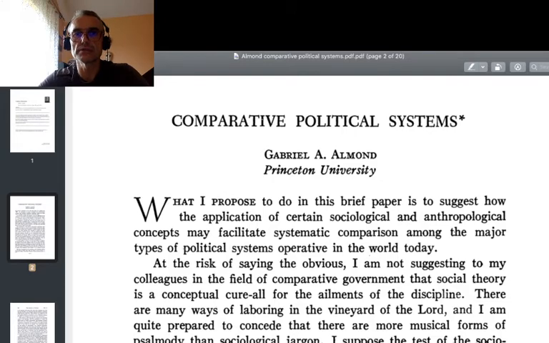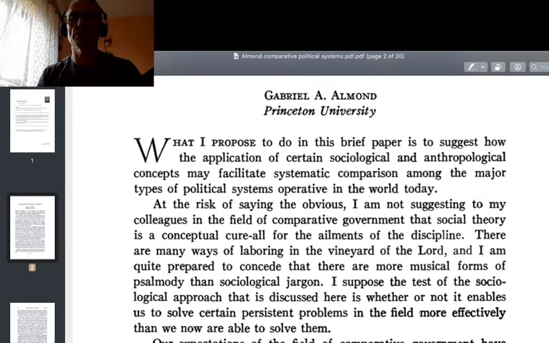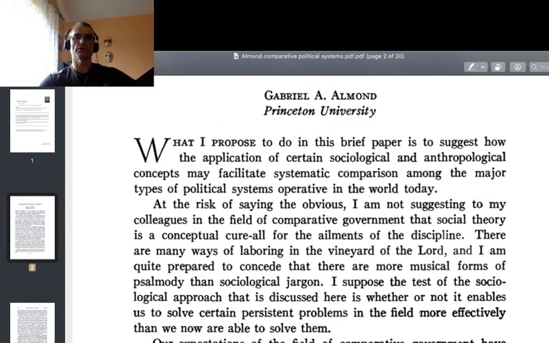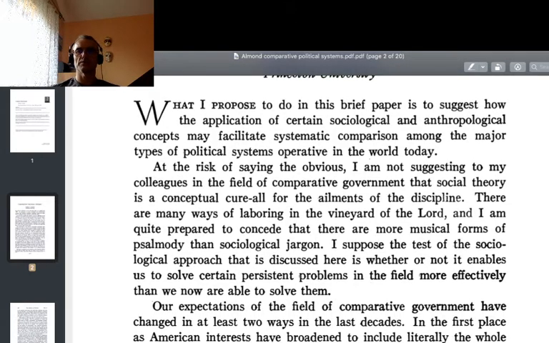political systems. "What I propose to do in this brief paper is to suggest how the application of certain sociological and anthropological concepts may facilitate systematic comparison among the major types of political systems operative in the world today. At the risk of saying the obvious, I am not suggesting to my colleagues in the field of comparative government that social theory is a conceptual cure-all for the ailments of the discipline.